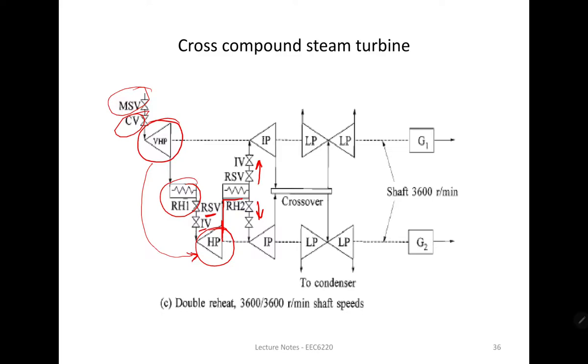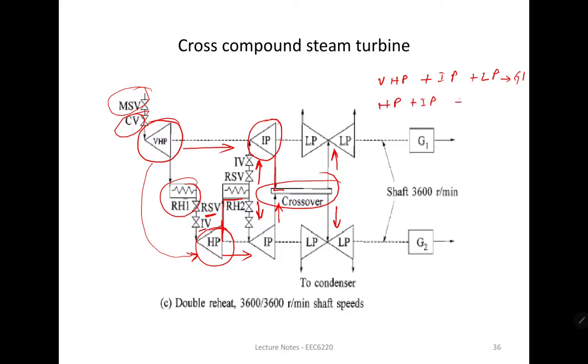Okay, in both directions it is going to an intermediate pressure turbine: one intermediate pressure turbine which is connected to the very high pressure turbine, and the second intermediate pressure turbine connected to the high pressure turbine. After these intermediate pressure turbines, the steam comes to the common crossover from both, and then goes to two low pressure turbines. So here we have the combination of very high pressure plus intermediate pressure plus low pressure turbine connected to generator number 1, whereas the second combination, high pressure plus intermediate pressure plus low pressure, is connected to generator number 2. So we have two combinations for G1 and G2, where we are using double reheating.